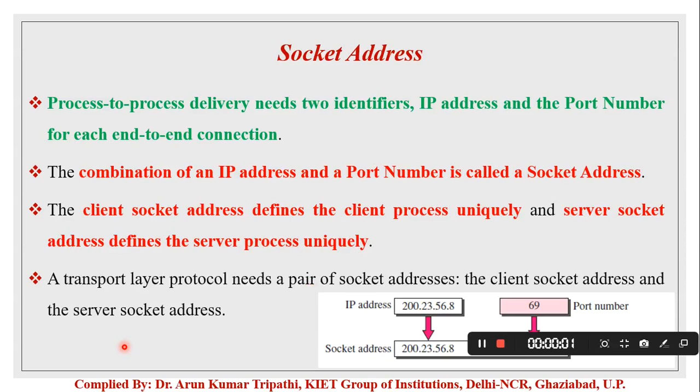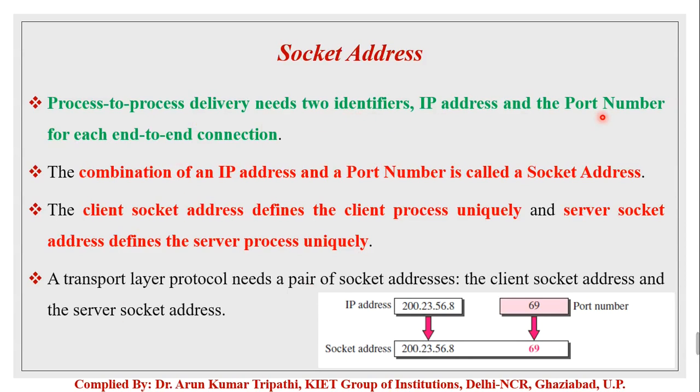Now let us discuss the socket address. The process-to-process delivery needs two identifiers, IP address and port number, for each end-to-end connection. The combination of IP address and port number is called the socket address. Here, as shown in the diagram, this is the IP address of a particular computer, and this is the process that is running on a particular port. So the combination of the IP address and the port number is known as the socket address.